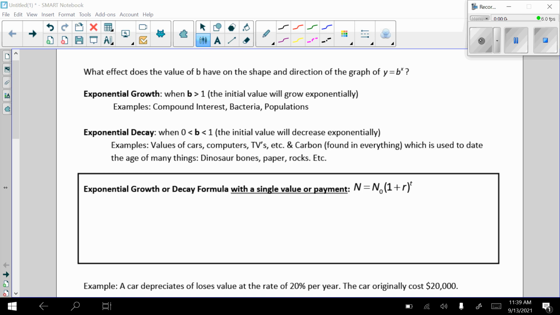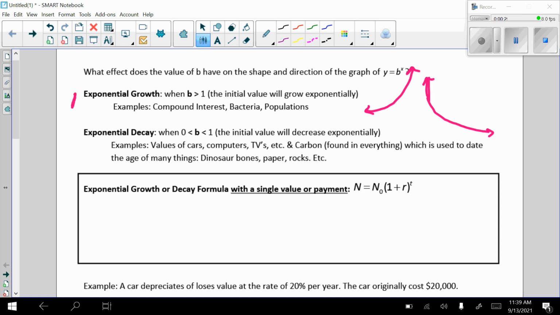Hi everyone. So today's lesson will be on exponential growth and decay. And as we've already talked about, an exponential growth function will look something like this, where the function is increasing as we move to the right on the graph. And an exponential decay function will be dropping as we move to the right on the graph.